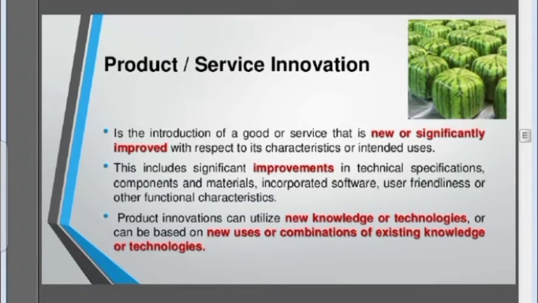Okay, product innovation can utilize new technologies, or new knowledge, or it can be used on new uses or the combination of existing knowledge. That is the product or the service innovation.